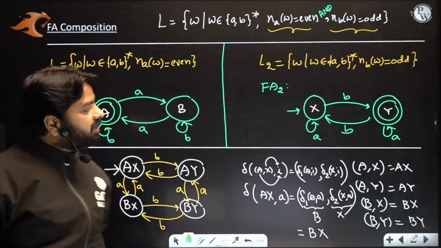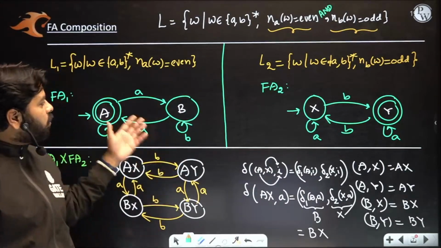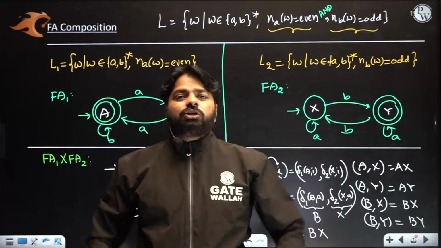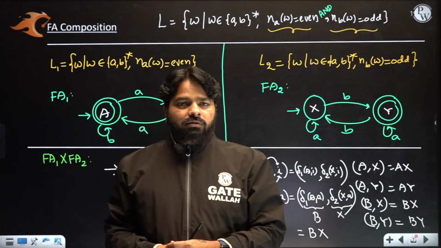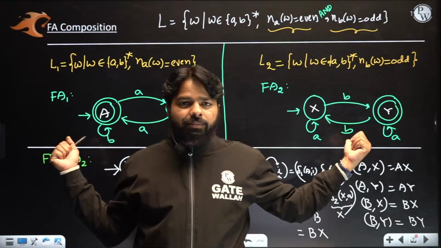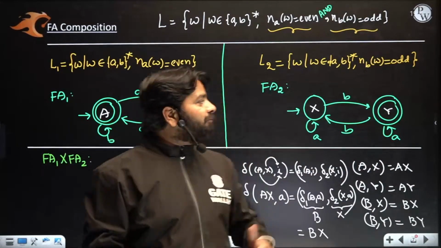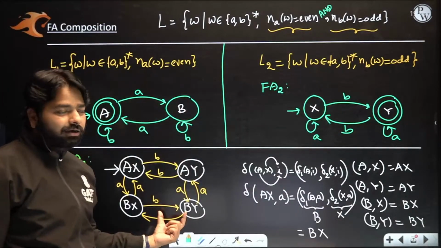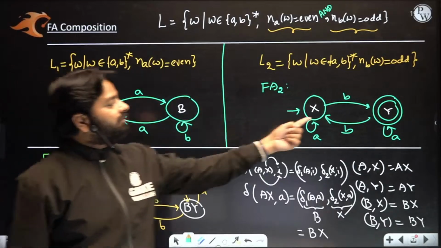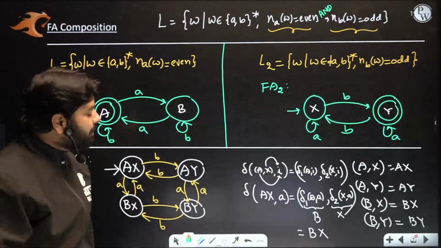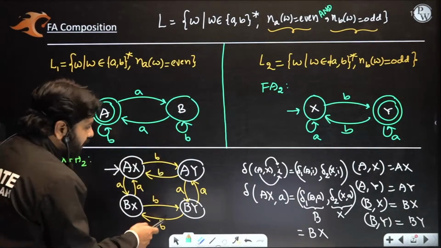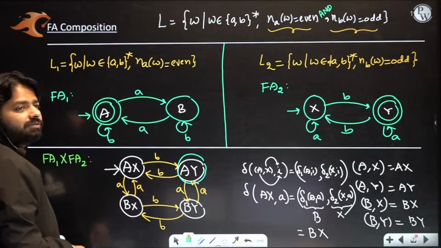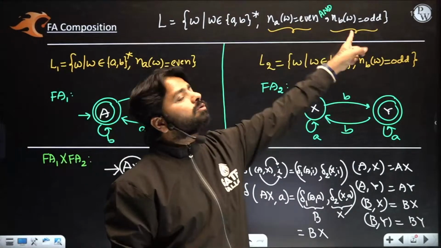Which state will be final? You tell me. I want to accept here and also I want to accept here. Now the combined machine should accept to satisfy these two conditions, which means the pair representing the final of this machine and the final of this machine, that you should make as a final here. If you look here, A is the final and here Y is the final. So the final, final pair you are going to look at, the (A, Y) combination, this one. So this one you are going to make a final. Why are we making this final? Because you want to satisfy both of them.